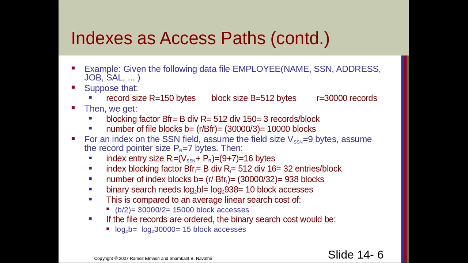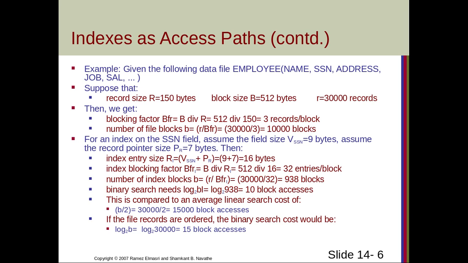For storing 30,000 records, how many blocks do you need? 10,000 blocks. That means the blocking factor is B divided by R, 512 divided by 150, which is equal to 3 records per block, and the number of file blocks is equal to 30,000 divided by 3. You need 10,000 blocks for storing 30,000 records of employees, and each record has a size of 150 bytes.